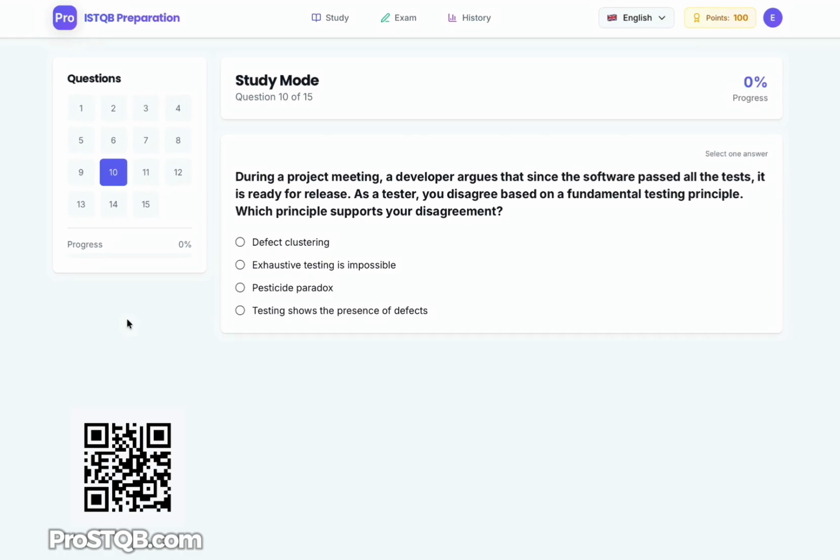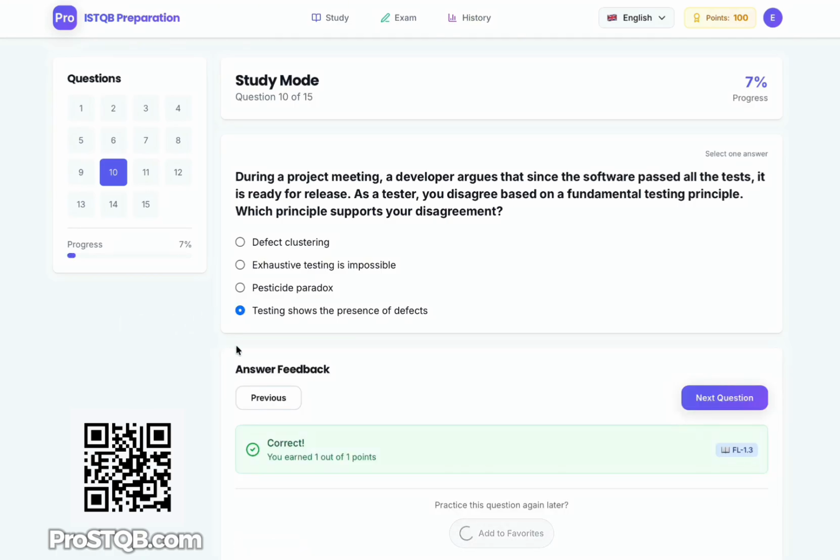Maybe we didn't test a certain combination. Maybe we missed an important scenario. Maybe the defects simply didn't appear during testing. So passing every executed test is good news, but it's never mathematical proof that the software is perfect, so the correct answer is D. Exam rule: passing all tests increases confidence. It never proves the absence of defects.